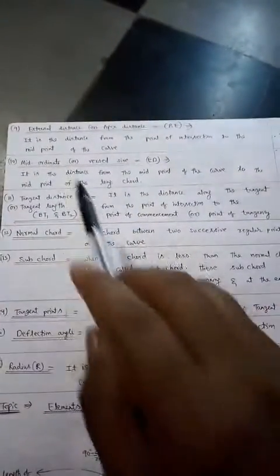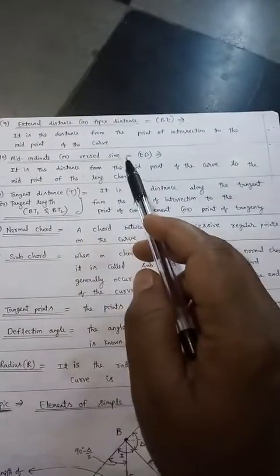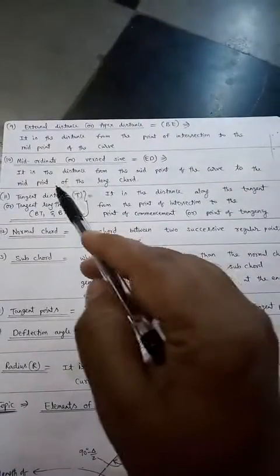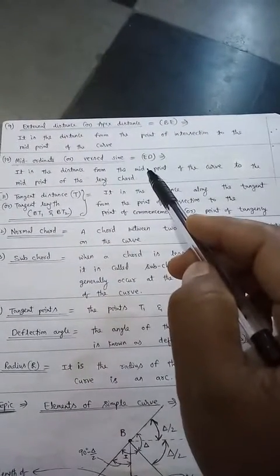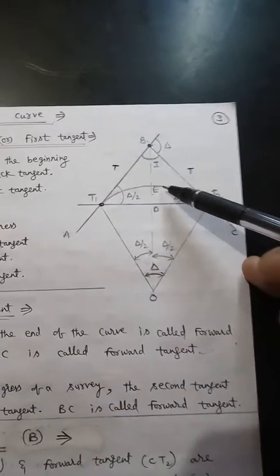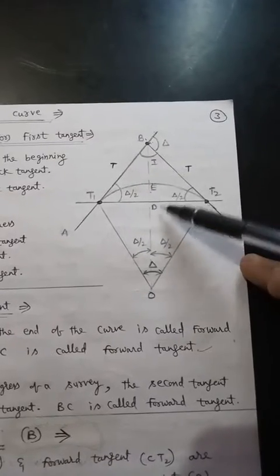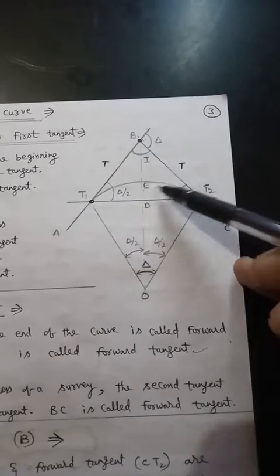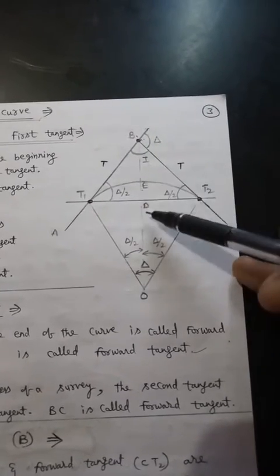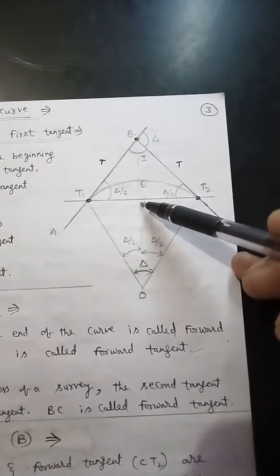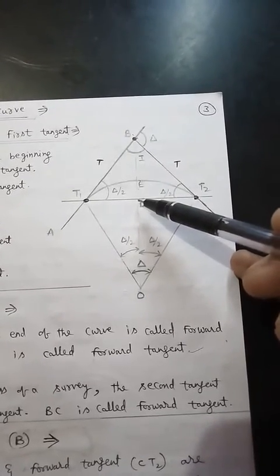So the next definition is mid-ordinate or versine. It is the distance from the midpoint of the curve to the midpoint of the long chord. See the figure, the distance ED is known as mid-ordinate. It is the distance from the midpoint of the curve to the midpoint of the long chord. So this distance is known as mid-ordinate or versine.